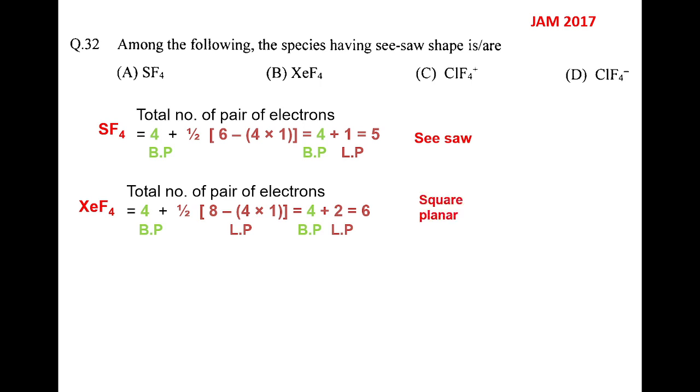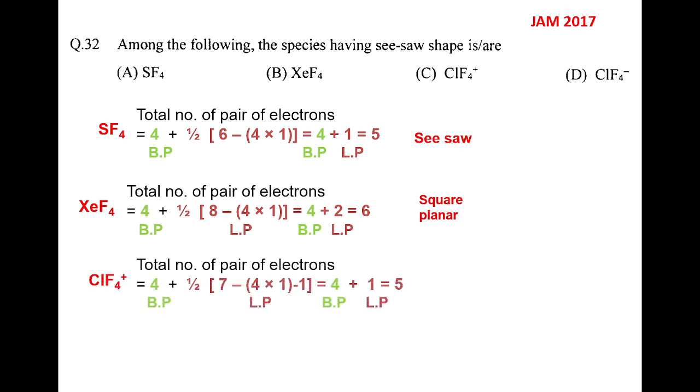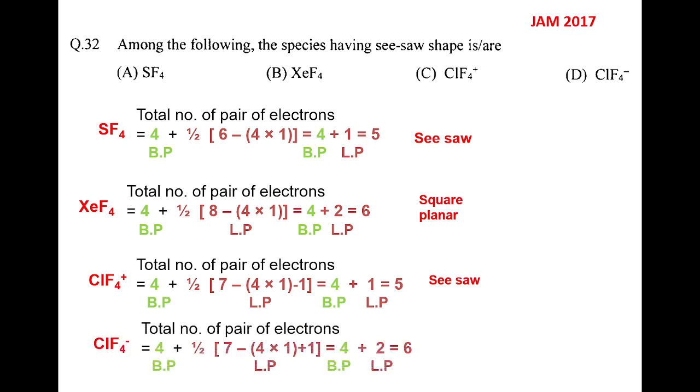So the shape is square planar. In case of ClF4 plus, we'll get 4 bond pair and 1 lone pair of electrons. The shape is seesaw. Again, in case of ClF4 minus, we'll get 4 bond pair, 2 lone pair. The shape is again square planar. So in two cases, SF4 and ClF4 plus, we'll get seesaw shape, and the answer will be A and C.